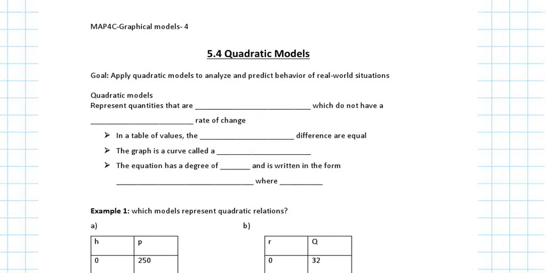Yesterday we covered the linear model, graphing using Excel, and how we can find a line of best fit when we have points that are lined up linearly, right? So today we're going to look at quadratic models.